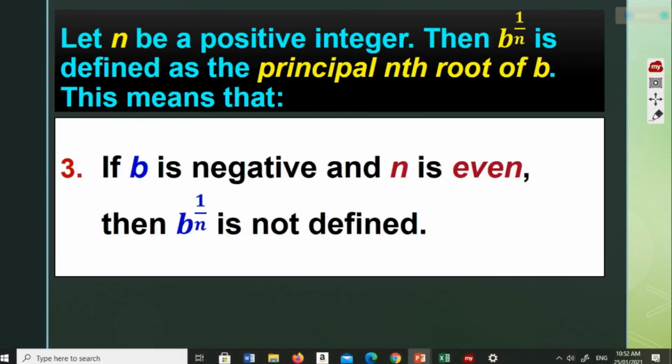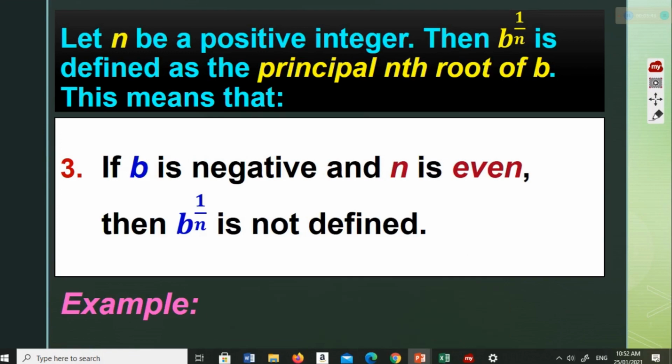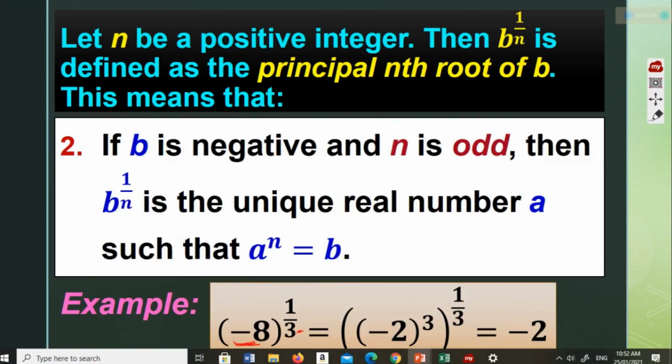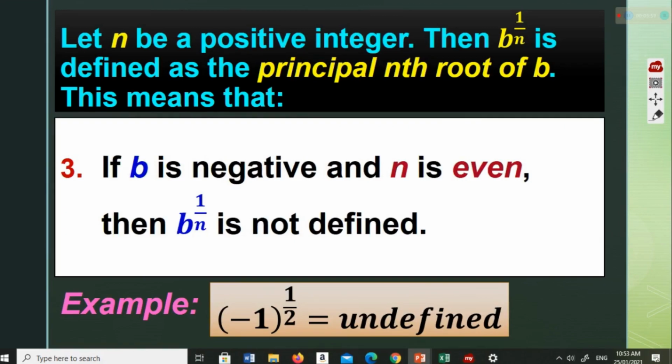Okay, number 3, what if yung base ay negative at ang n is even? So, ang sagot nyo po ay undefined. So, unlike in number 2, balikan natin yung number 2, yung base ay negative at yung n ay odd, so may sagot kayo which is negative. Pero kapag ang base ay negative at ang n ay even, so undefined po yun. Okay?